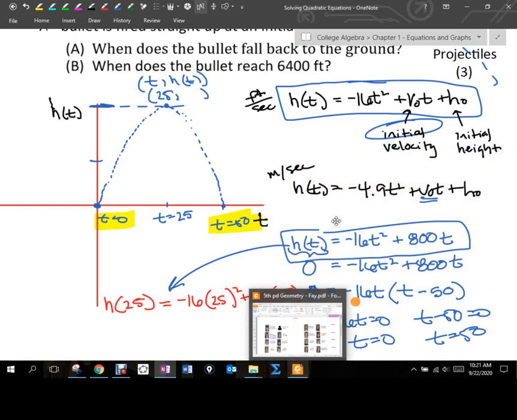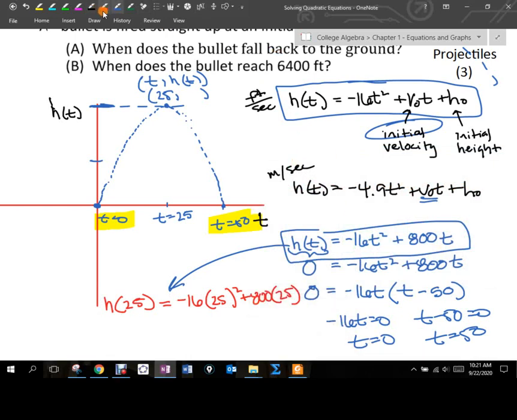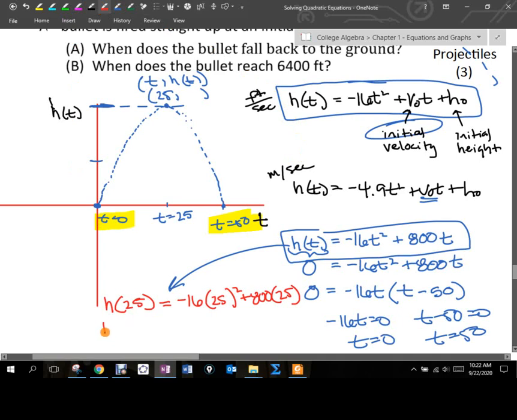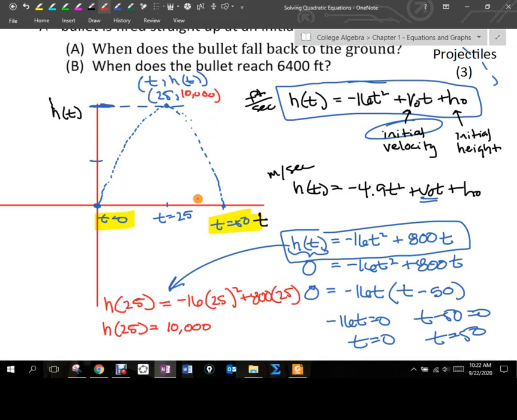All right, so we're going to do that. When we evaluate that, that tells us that the height at 25 seconds, if you evaluate this out, gives you 10,000. Okay, so at 25 seconds, our bullet reaches a height of 10,000 feet, right? And that's the highest it'll go. It won't go any higher than that.